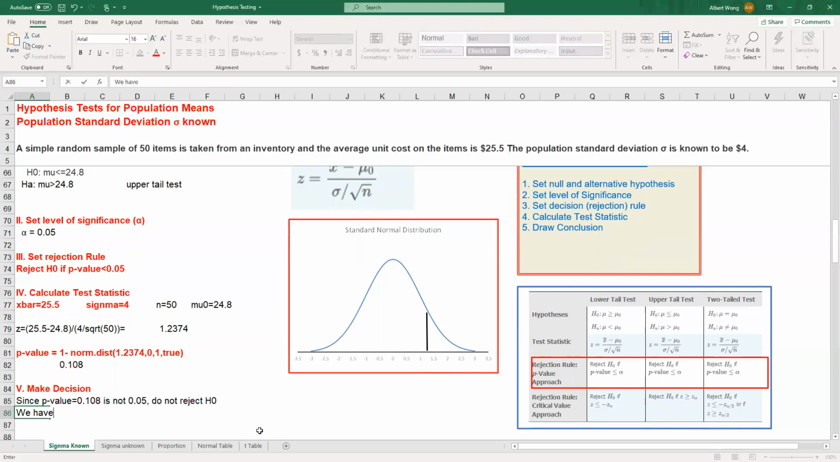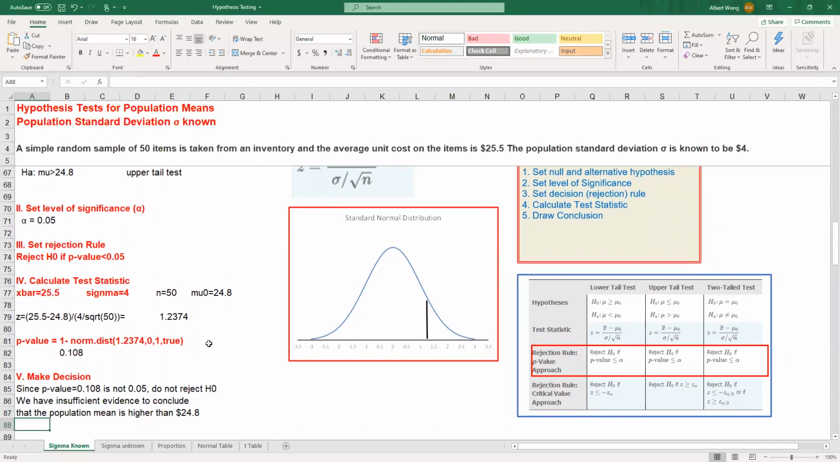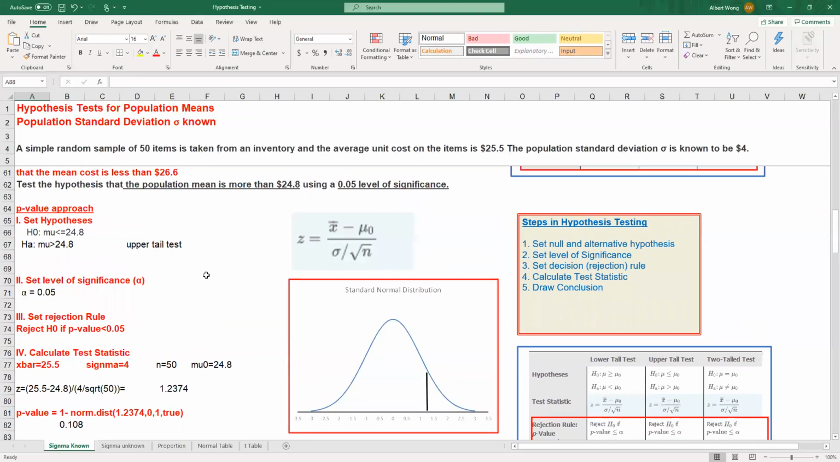We say we have insufficient evidence to conclude. And what's the conclusion? The conclusion is always about Ha, that the population mean is greater than, it's higher than, 24.8. Okay, so that's how you do this problem. For an upper tail test, this is how you go about doing it.